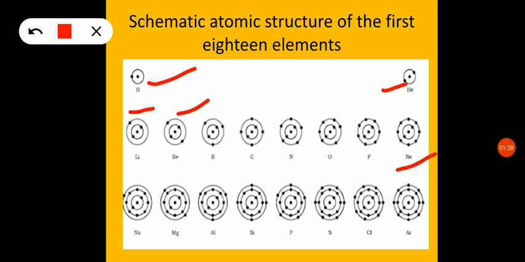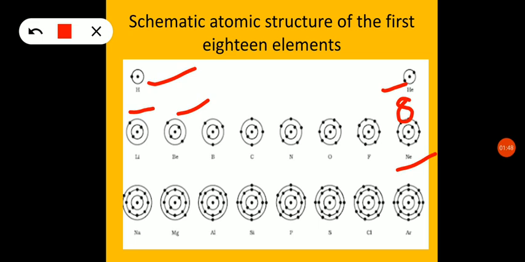In neon, the second shell is completely filled. That is, it has 8 electrons. So the 8 electrons are filled, and it is called the octet. This shell is called the completely filled shell, meaning it has 8 electrons.